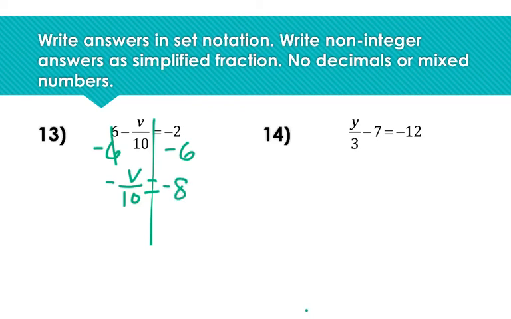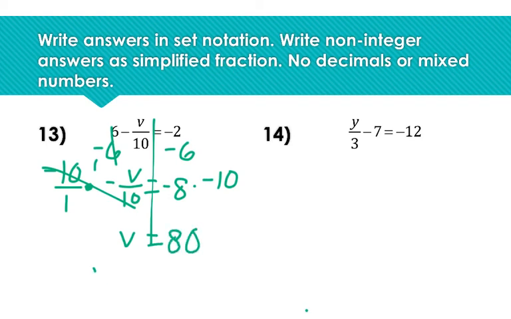So next we're going to multiply by our denominator, which is 10. But notice we have a negative sign here, so we're going to multiply by negative 10 to eliminate the negative. So this simplifies to 1 times v, so v equals negative 8 times negative 10, which is 80. So v such that v equals 80.